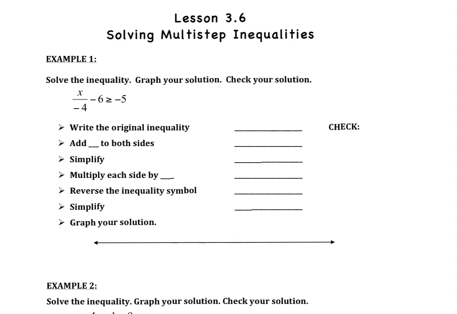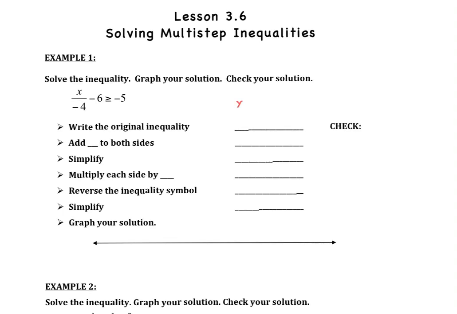All right, on the first two examples, we write out for you step by step what to do, so you can use those steps to help you as well. All right, so the first thing is we're going to rewrite the original inequality. So x over negative 4 minus 6 is greater than or equal to negative 5. And if you'd like to keep change, you can. But my goal is to get x by itself, so I need to move away what is with the x or on the same side as the x.